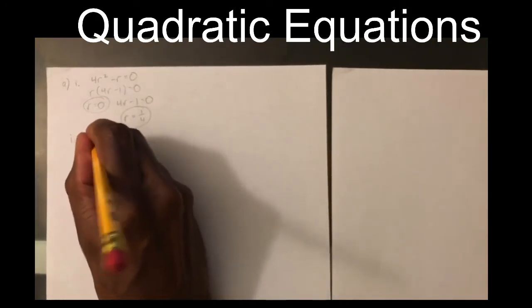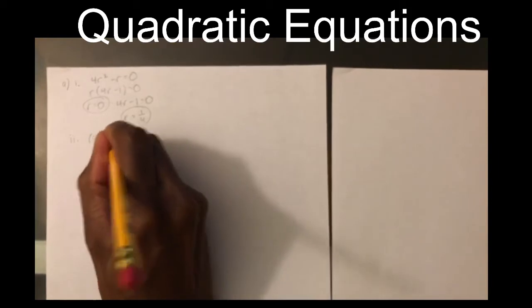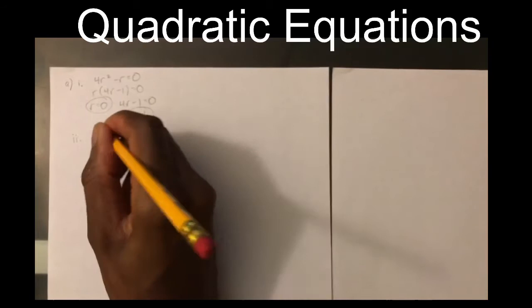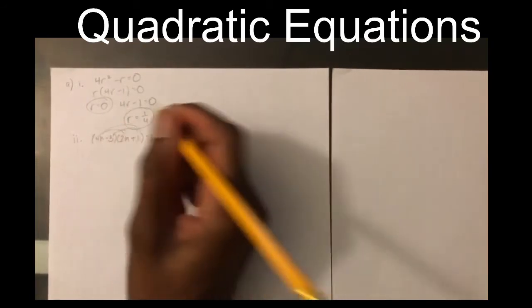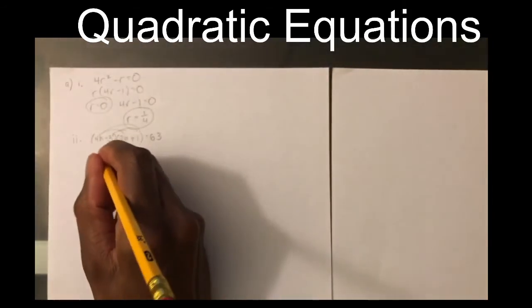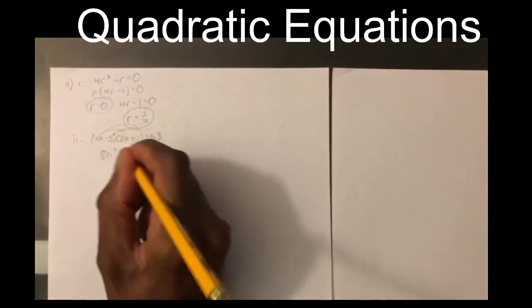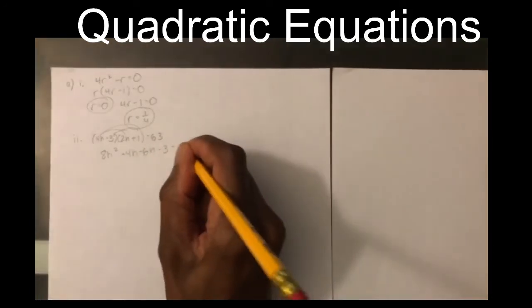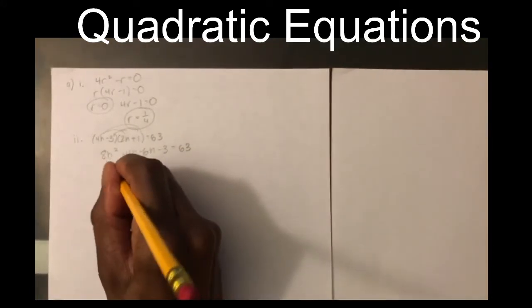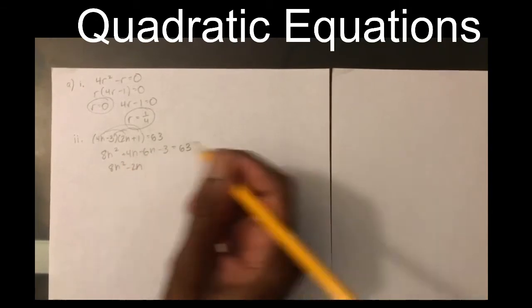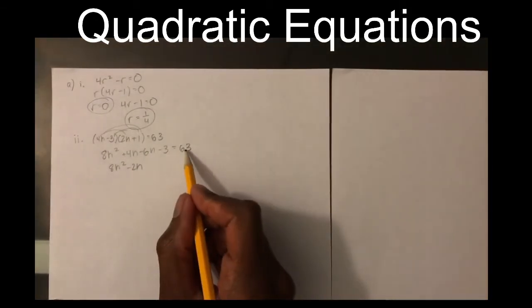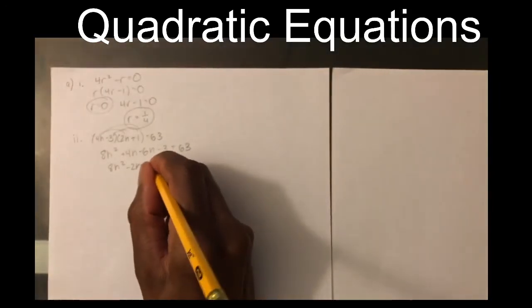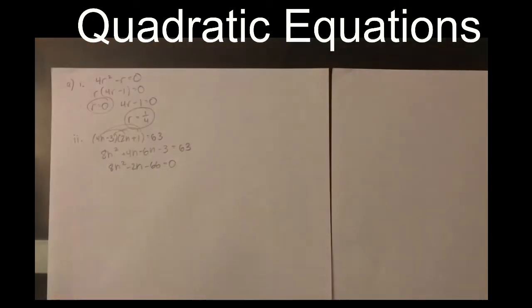I'll write it out for you. But yeah, start foiling it out, or however you want to FOIL. It's up to you. I'm just going to FOIL. I'm looking at an 8h squared plus 4h minus 6h minus 3 equals 63. Of course, simplify. And you know what, while I'm here, let me go ahead and just subtract the 63 over to the left side, so it really becomes minus 66 equals 0.